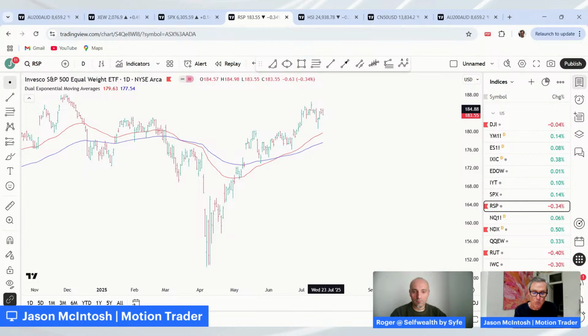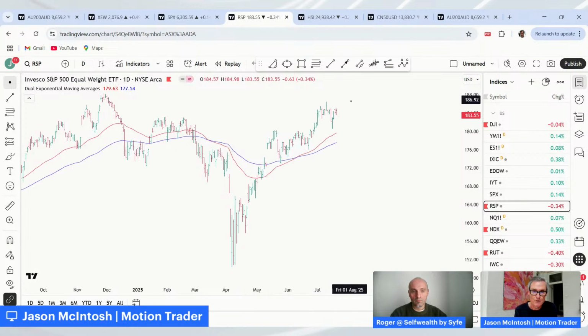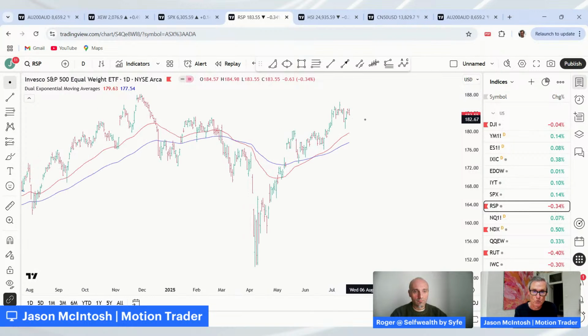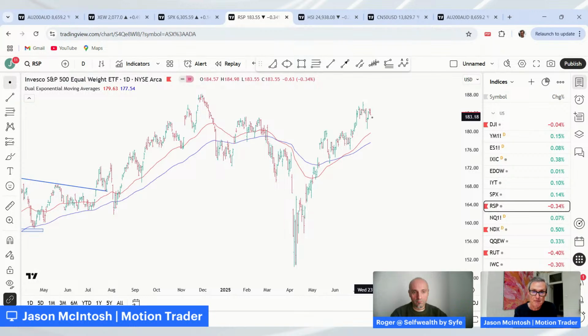But I think it's worth being aware of, particularly from a new funds perspective, because maybe it's a sign that the market does need to have a little bit more of a pause before really being able to push on. And it wouldn't surprise me at all if we did see this consolidation towards the moving averages play out for several weeks or in the near term. So just something to be mindful of. The equal weight isn't keeping up with the market cap S&P 500 at this point.